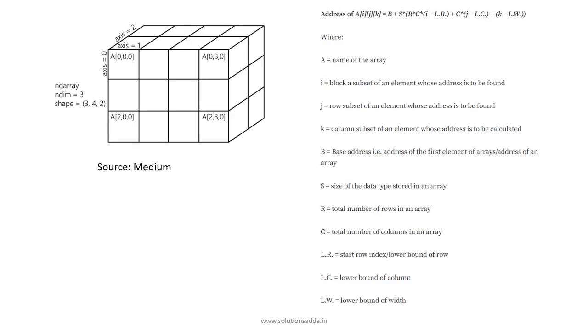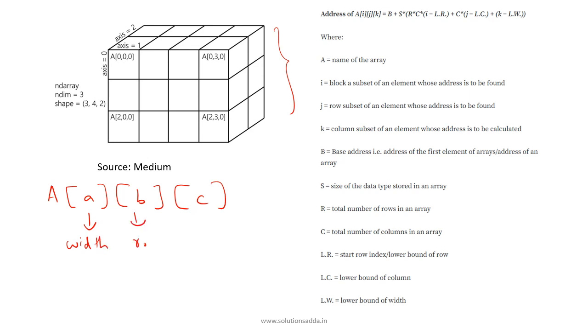So, first of all, let's consider this. This is a three-dimensional array. In a three-dimensional array, there are 3 dimensions. Here they are represented as A, B, and C. This will represent the width of the array. This represents the number of rows in the array. This represents the number of columns in the array. So here width represents this thing. This is the width.